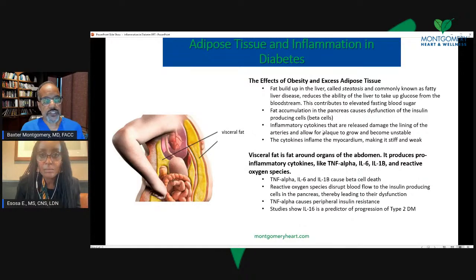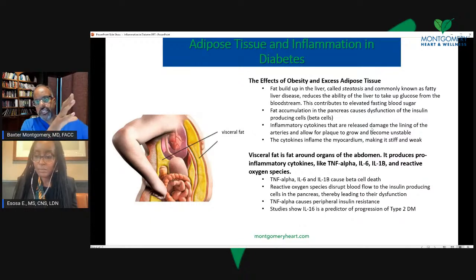You have inflammatory cytokines that release and cause damage to the lining of arteries. We talked about that in our cardiovascular talk. And these cytokines inflame the myocardium. So when you look at a condition like diabetes, you say, well, okay, this person has diabetes. Well, they don't just have isolated problems. In the previous slides I gave you, type 1 is where the pancreas is having trouble, and in type 2, the liver and skeletal muscle are having problems. But it's not just those organs. Those are some key areas where you have a clinical manifestation of problems.